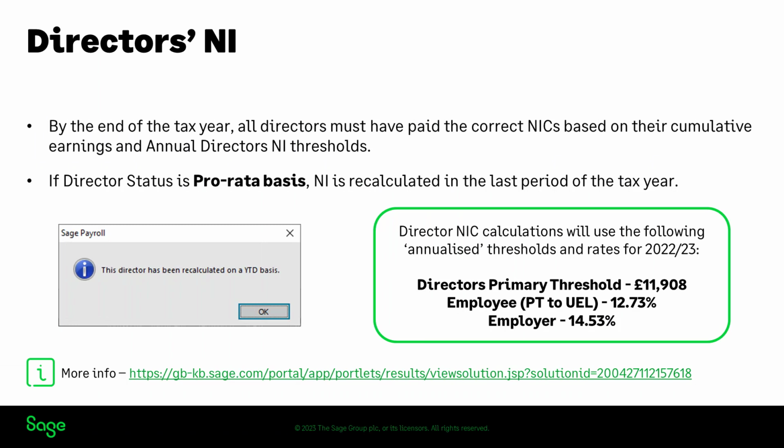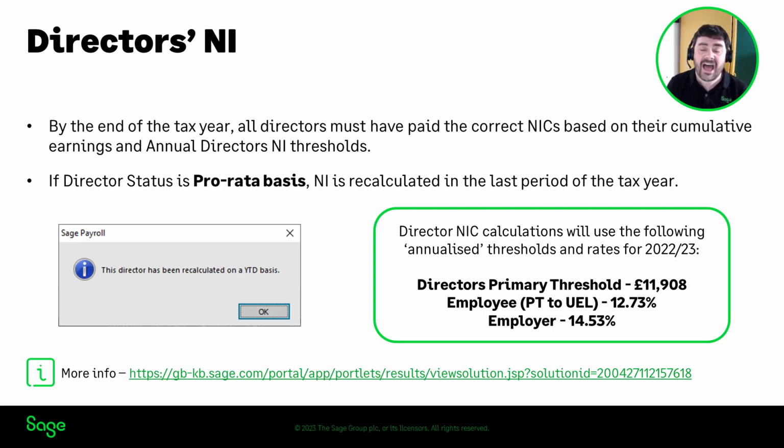To explain the difference with directors, the way that their national insurance is calculated is based on their cumulative earnings and the annual directors' NI thresholds. And depending on the status you've set them up on, that either happens throughout the year if they're on the annual basis, or if, like me, you've put them on the pro-rata basis, that's when you get your recalculation, and that's why that message popped up.